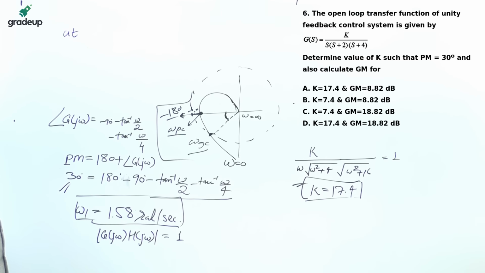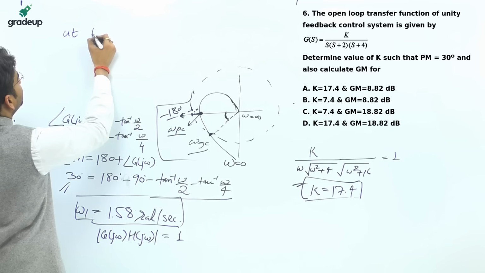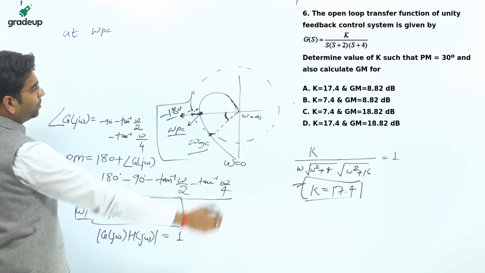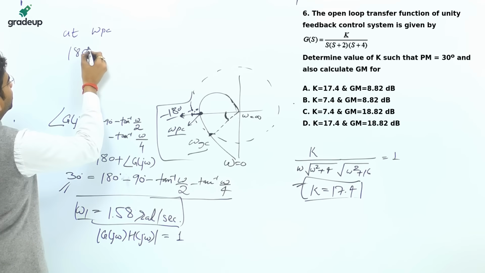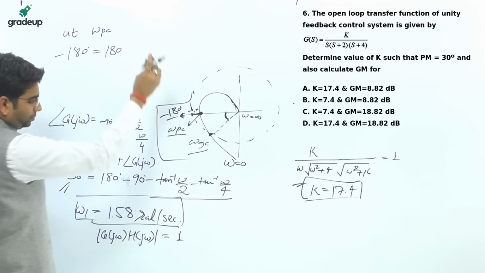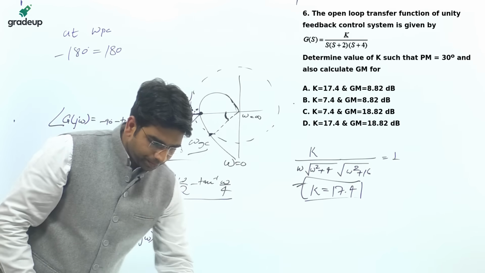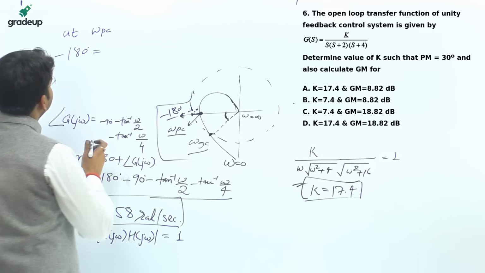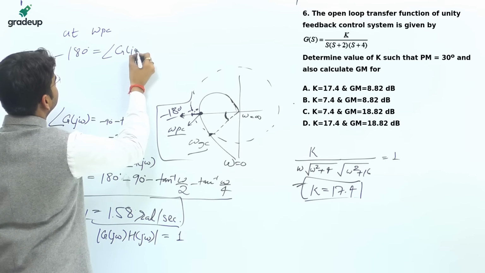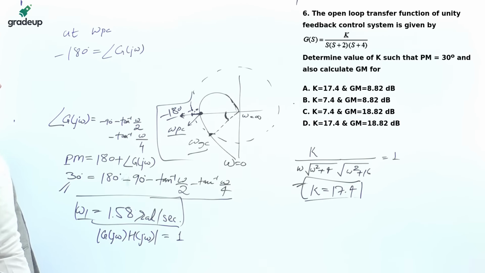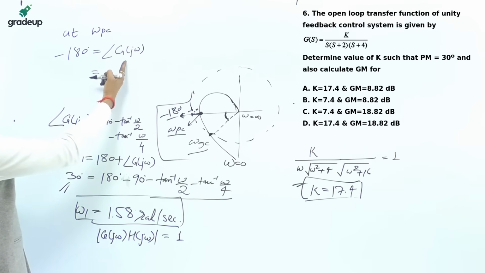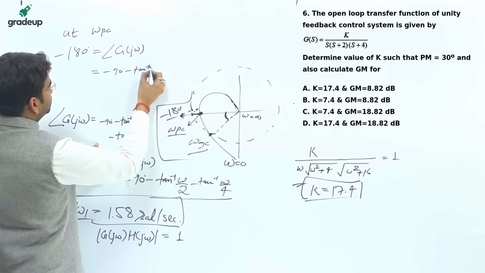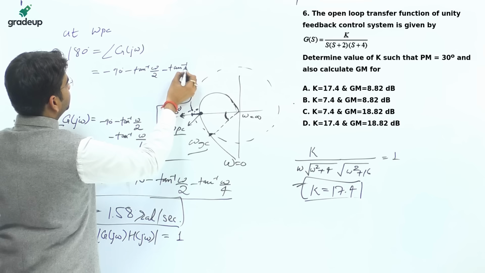So at phase crossover frequency, what will the phase be? Minus 180 degree, okay? And at this moment, the phase should come out this much at the phase crossover frequency. The phase we calculated for this: minus 90 minus tan inverse omega by 2 minus tan inverse omega by 4.